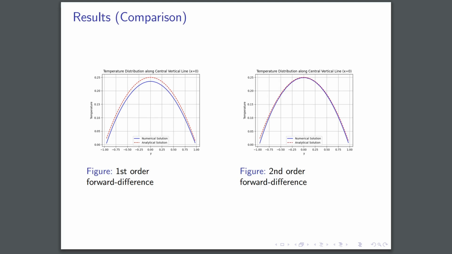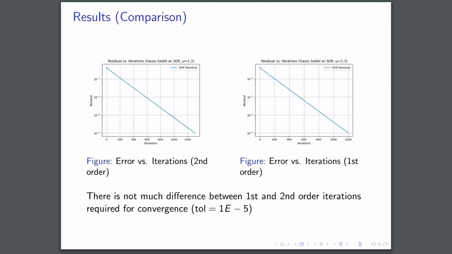For the results comparison, in red is the analytical solution and blue is the numerical solution. The left-hand side is first order. We see that it's overly diffuse and doesn't predict the analytical solution very well. However, on the right-hand side, using the second order difference, we get much closer results. This is the middle line solution slice of the temperature for all y.